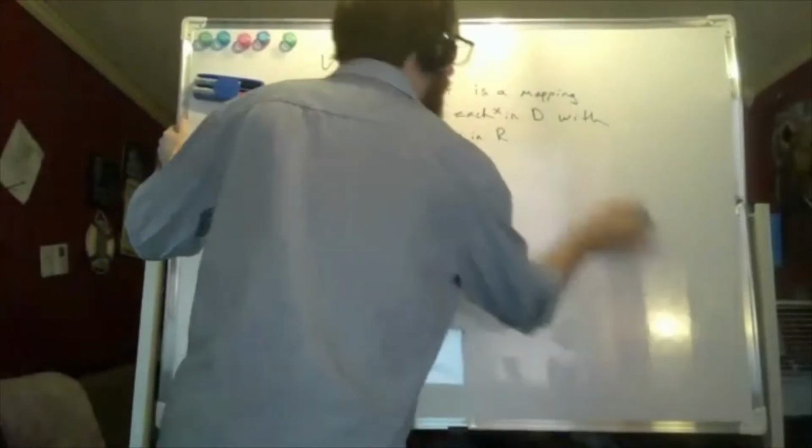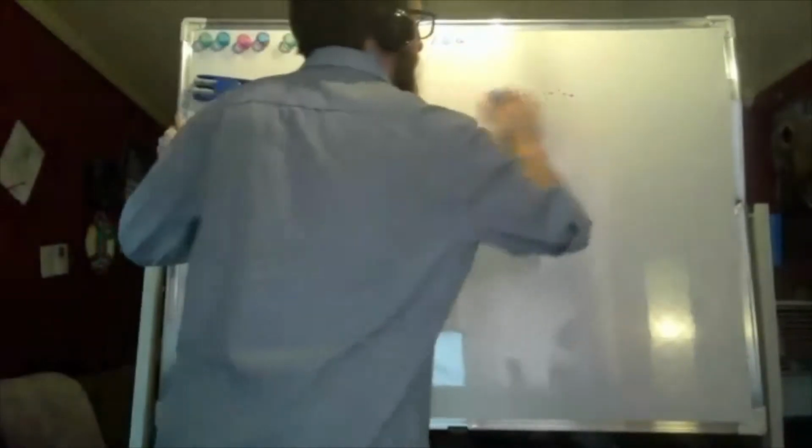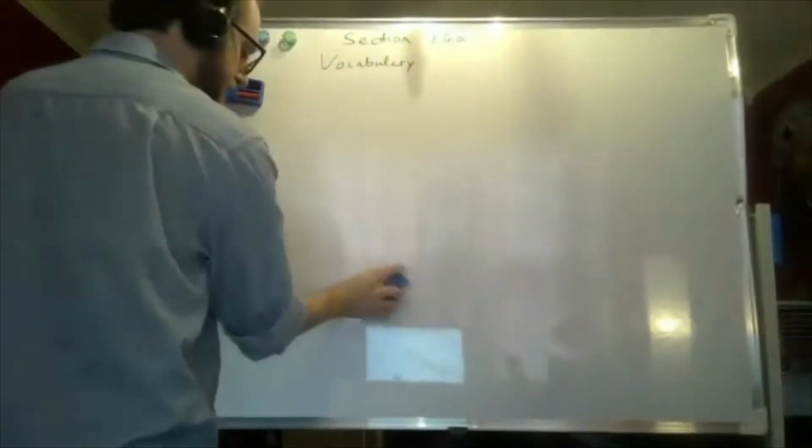So, that covers our vocabulary for 1.6a. Now I'd like to do a couple examples before we move on to 1.6b.